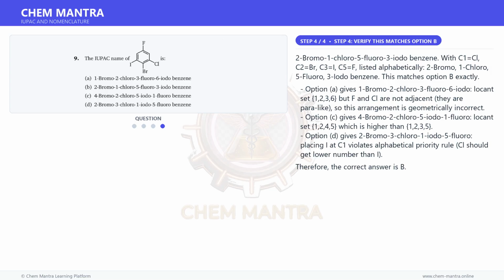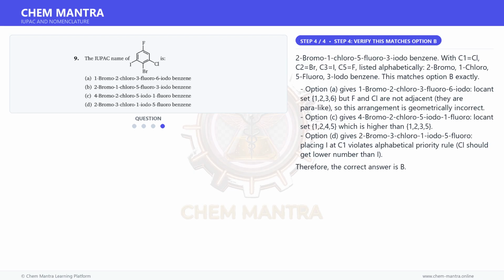And for the final step, 2-bromo-1-chloro-5-fluoro-3-iodobenzene. With C1 is equal to Cl, C2 is equal to Br, C3 is equal to I, C5 is equal to F, listed alphabetically, 2-bromo-1-chloro-5-fluoro-3-iodobenzene. This matches option B exactly.